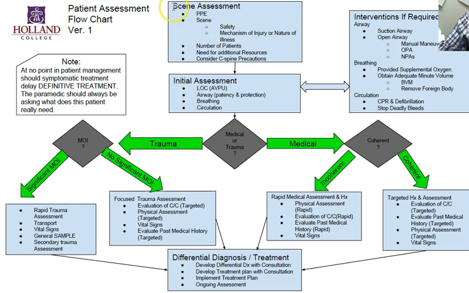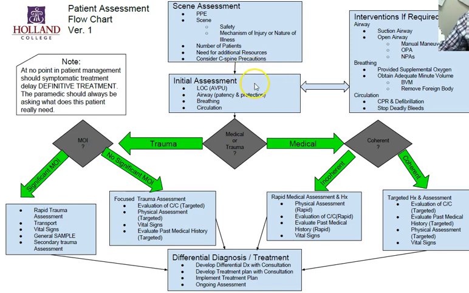So to start off, every patient is assessed. We assess the scene to see what kind of personal protective equipment we need, whether the scene is safe, and the number of patients. The nature of illness or nature of injury helps us decide whether this is a trauma or a medical patient. We consider whether we need additional resources, and whether any energy was applied to the patient such that we would assume C-spine precautions.